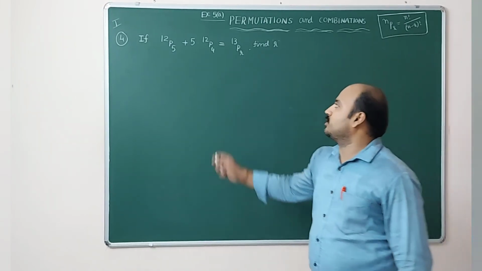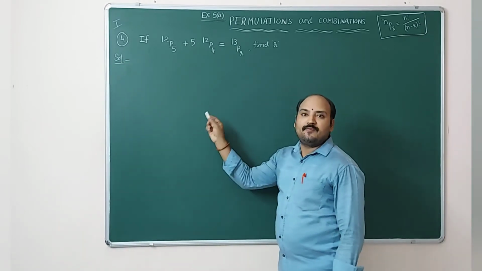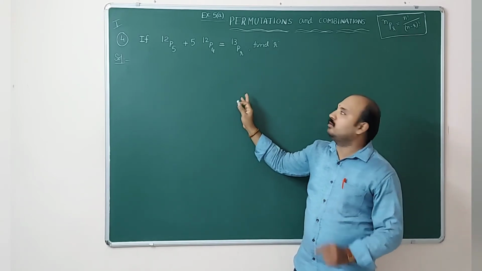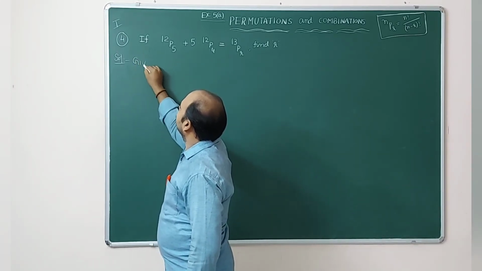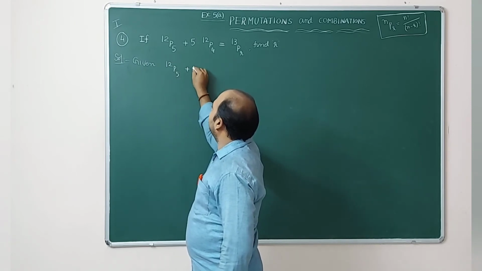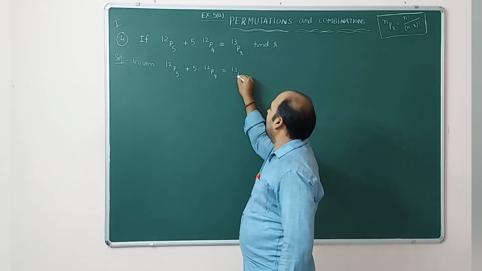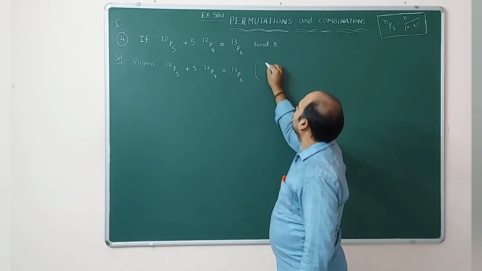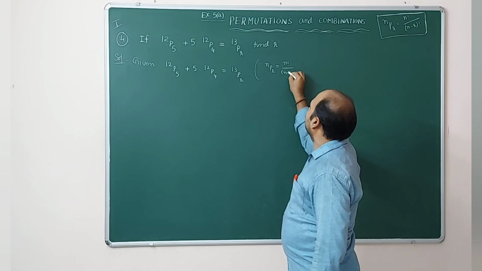The next question, question number 4. If 12P5 plus 5 into 12P4 equal to 13Pr, find r. So here given 12P5 plus 5 into 12P4 equal to 13Pr. By definition of nPr, n factorial by (n-r) factorial.